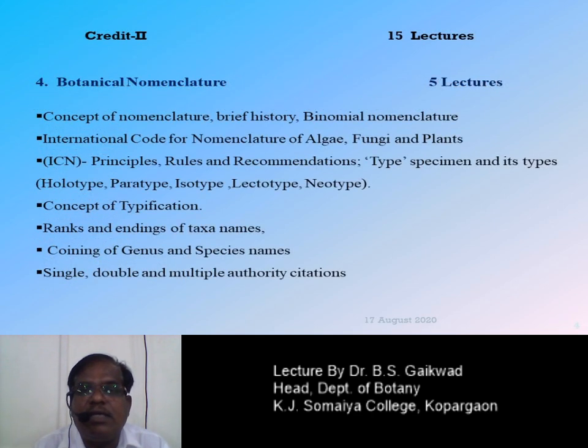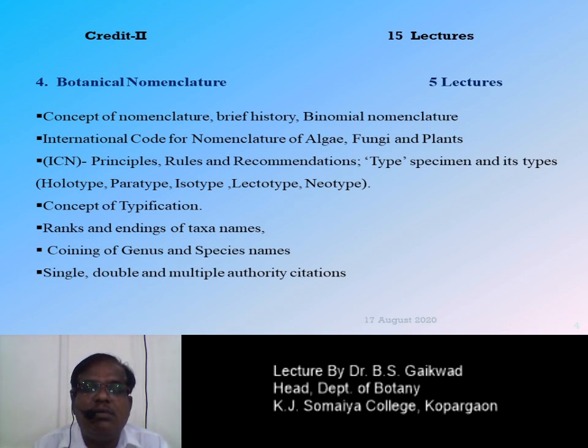Then the Creative second has 15 lectures. The fourth chapter is botanical nomenclature. Botanical nomenclature in this chapter includes different types of points, that is, the concept of nomenclature, how the plants are named, what is the brief history of this, and how the binomial nomenclature was coined. Then all this information must be discussed here.